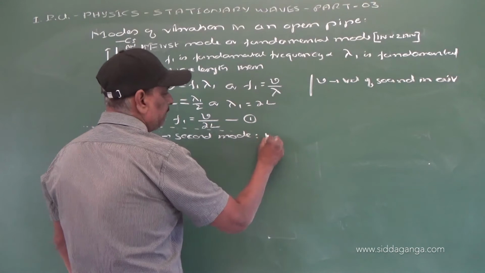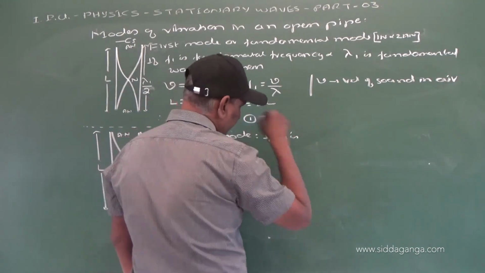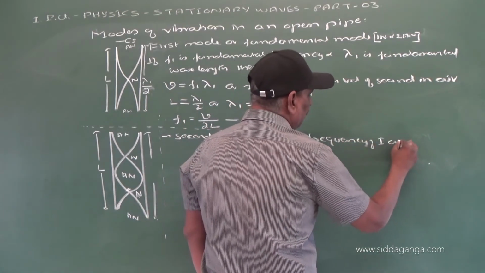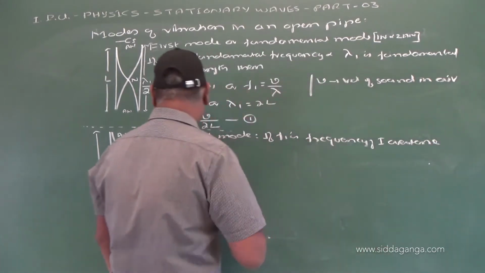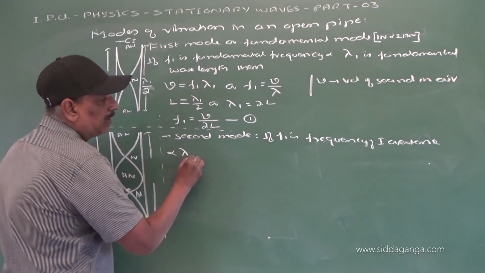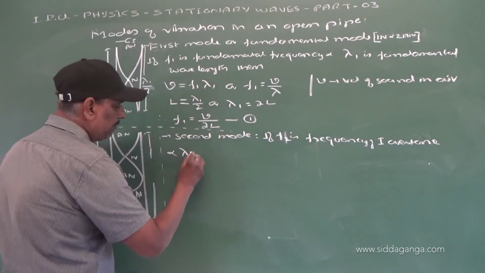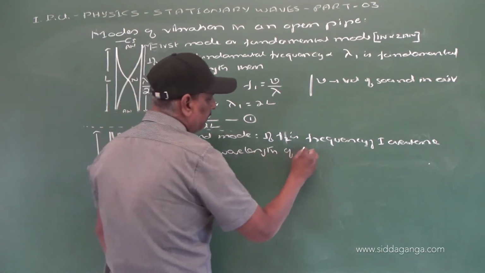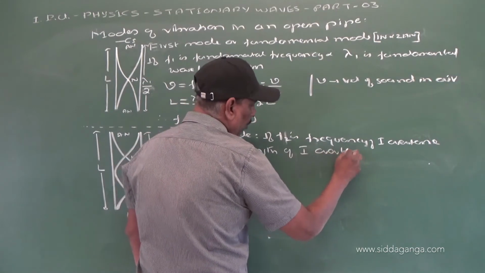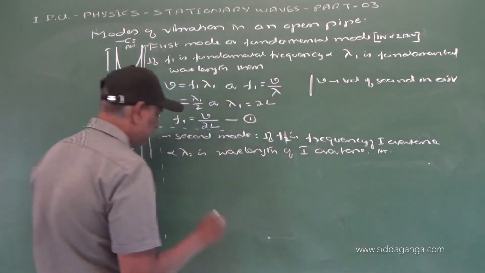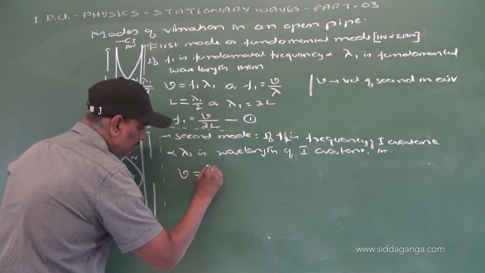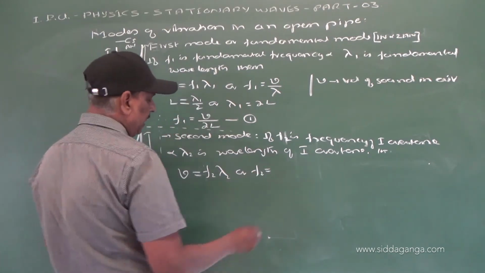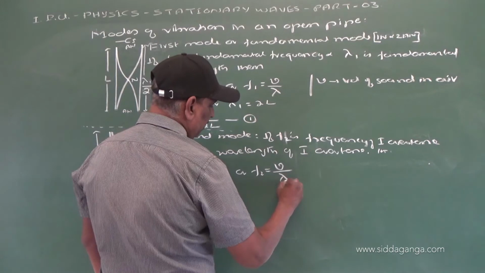Now, if F2 is the frequency of the first overtone and lambda 2 is the wavelength of the first overtone, then we have V is equal to F2 lambda 2, or F2 is equal to V by lambda 2.